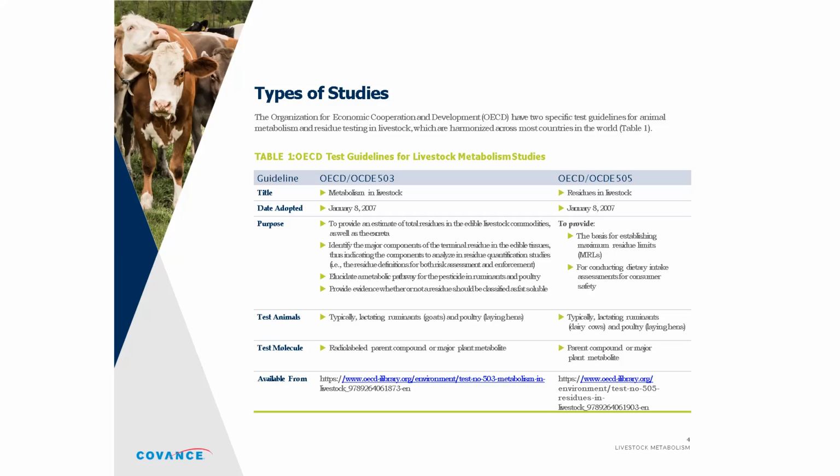Whereas OECD 505 tests parent compounds or the plant metabolite, which is also specific, and it is available at the respective links, especially the OECD guidelines at www.oecd.library.org. You can go to that website, download these guidelines and go into detail, whereas I have tried to summarize these guidelines in very simple steps so that you can understand them very easily.